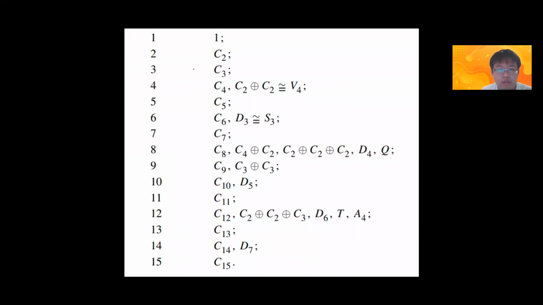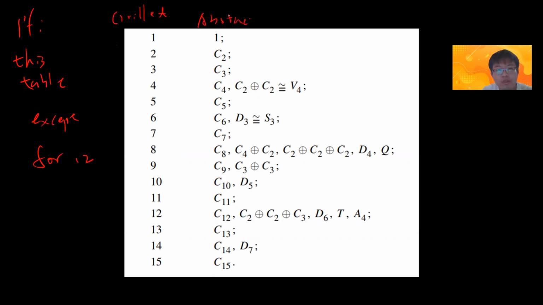Okay, so this is our goal. Our goal is to prove this table, except for 12. I copied this from the Wikipedia page on abstract algebra. Let me just quickly say that Cn is basically the chemistry notation, so basically Zn, the cyclic group with order n.